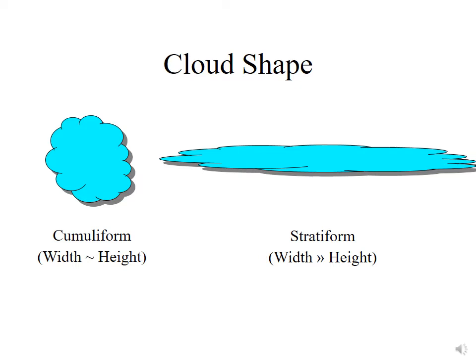So we have our basic cloud shape, and these cloud shapes are based upon what we call the aspect ratio of the cloud. The aspect ratio is the ratio of the width to the height. And over here on the left, we have our cumuliform clouds, which have an aspect ratio of approximately equal to 1, which means that the width is typically about the same as the height. And that is very distinct from stratiform clouds on the right, where the width is much, much greater than the height. In this case, we often refer to stratiform clouds as layered clouds because they will often cover much of the sky, but yet persist in a relatively shallow layer.